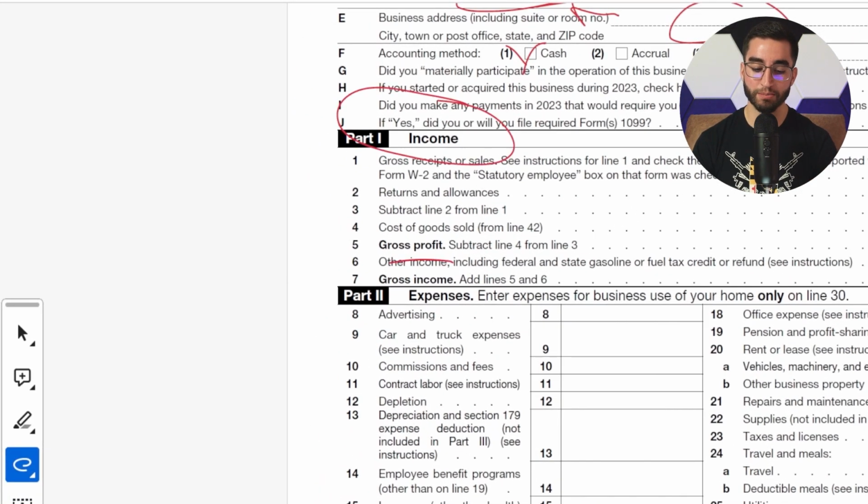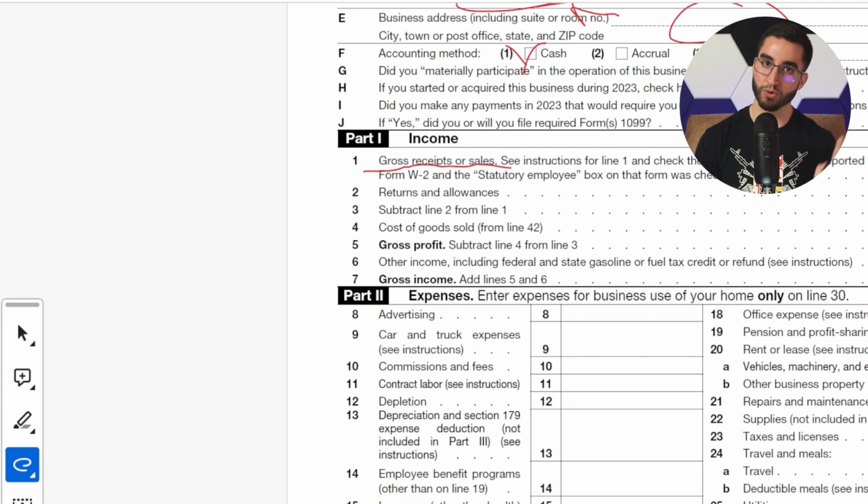Our income and our expenses. Part 1 is going to have our gross receipts or sales, line 1. What that means is all of the money you brought into the business goes right here. That gross revenue before any deductions goes up here in line 1. If you received 1099s for your income, you're going to want to make sure that you put in all the 1099 income right here in line 1.